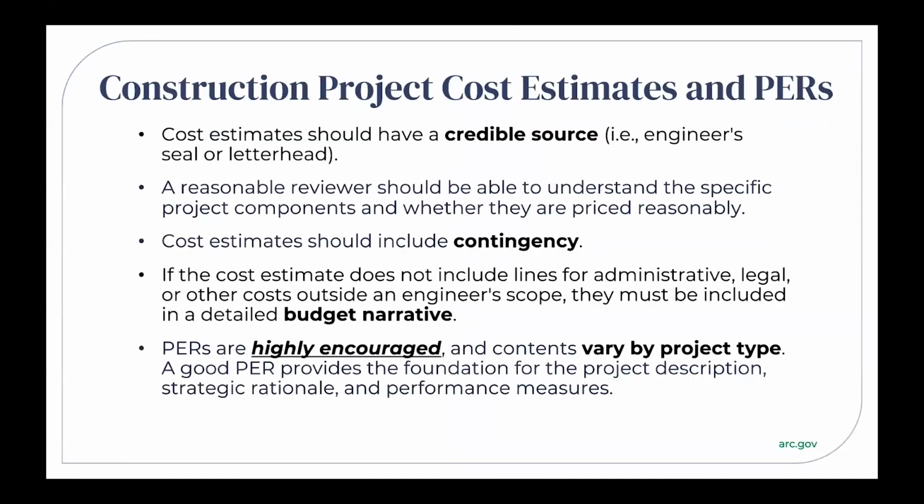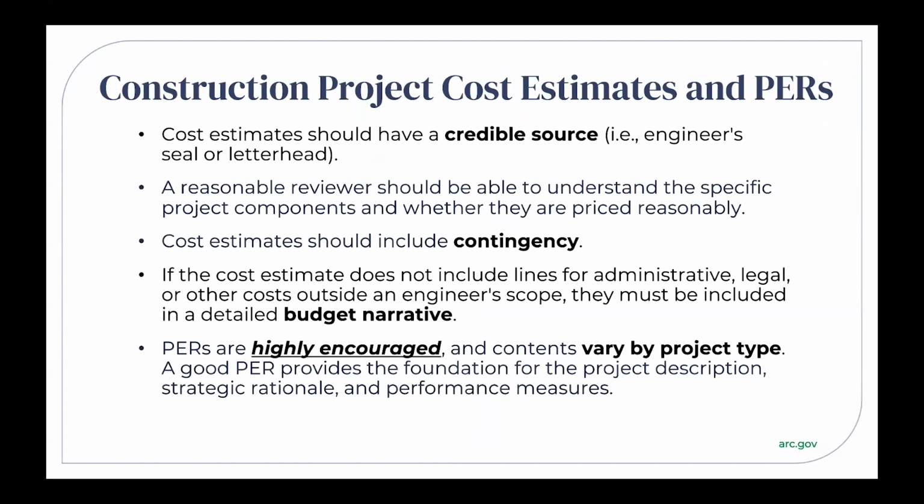Some key takeaways for construction project cost estimates. First, cost estimates need to have a credible source. This can be indicated by an engineer's seal or being on an engineer's letterhead. Second, a reasonable reviewer needs to be able to understand the components in the estimate and if they're priced reasonably. Third, cost estimates need to include contingency.